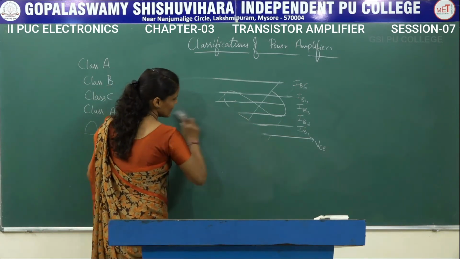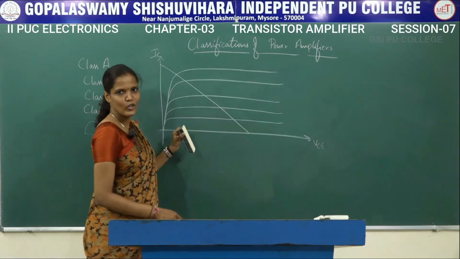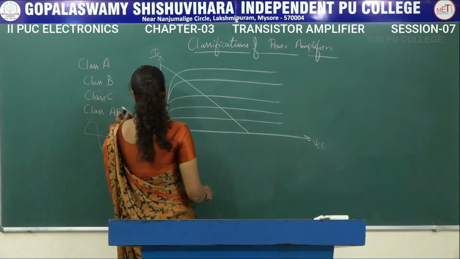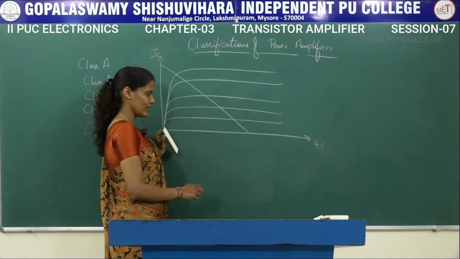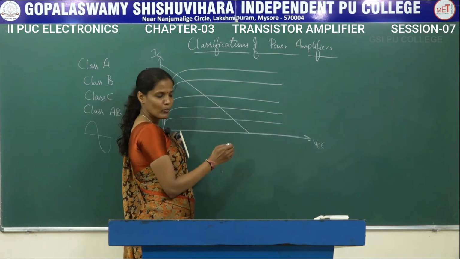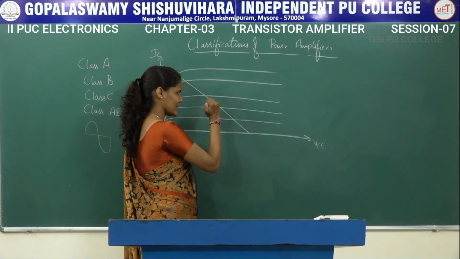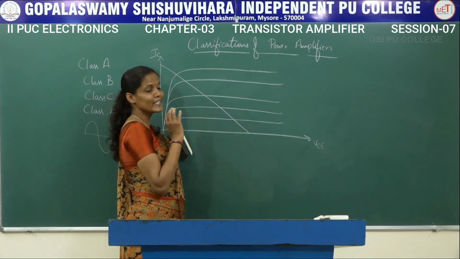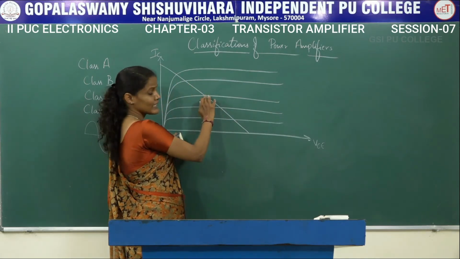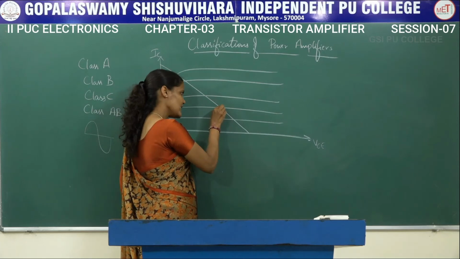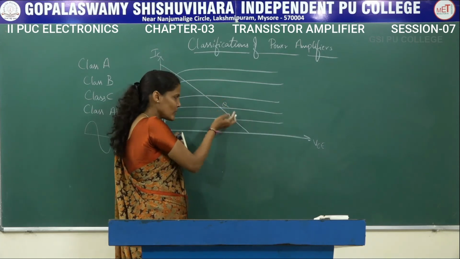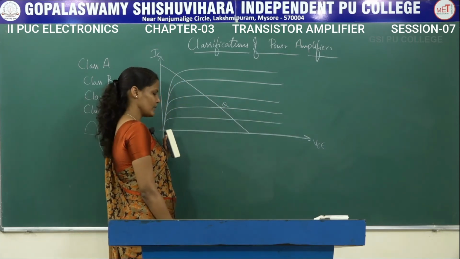Now let us try to understand the last type of power amplifier, what is called the class AB type of amplifier. This is the output characteristics of a transistor. In class AB type of amplifier, we are going to select a Q point above the x-axis but below the center of the load line. If I consider this as the center of the load line, here I am going to select a Q point which is above the cutoff region.